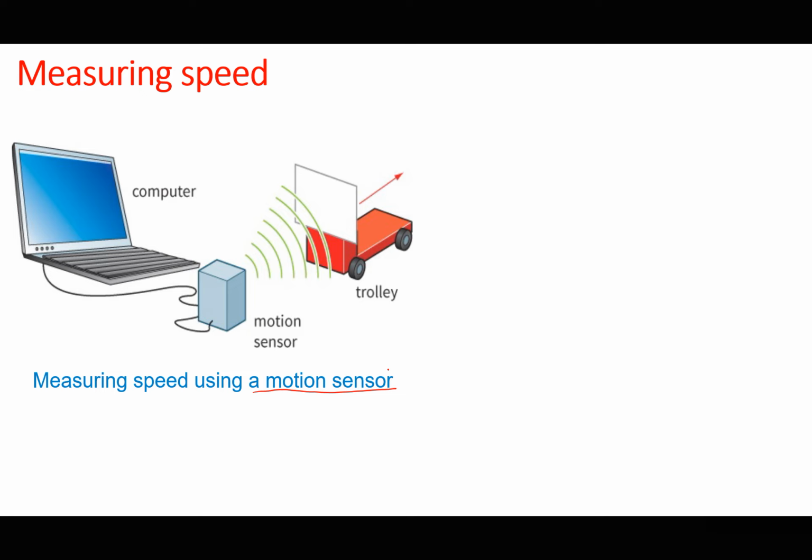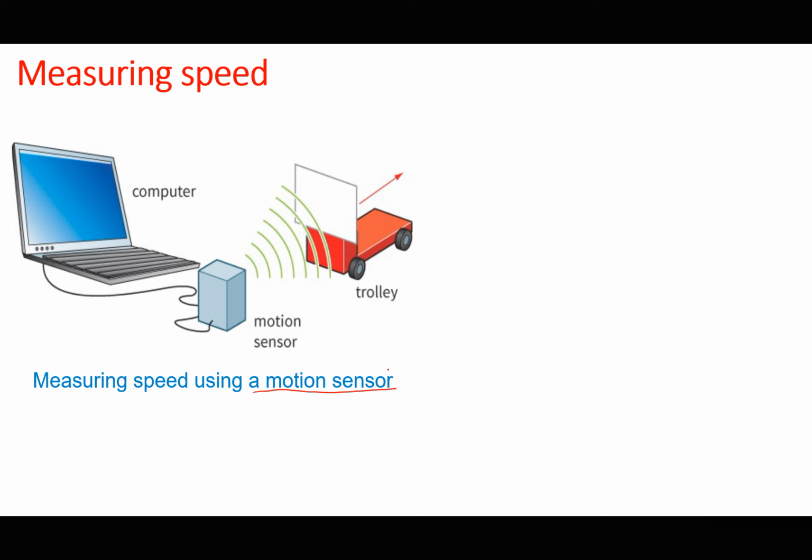Basically, this most likely uses ultrasound. The motion sensor transmits regular pulses of ultrasound to the object, or to the trolley in this case. When the ultrasound reaches the object, it is reflected back to the motion sensor. The sensor detects the reflected waves and determines the time they took for the trip to the trolley and back. Then it passes the information to the computer or the data logger.